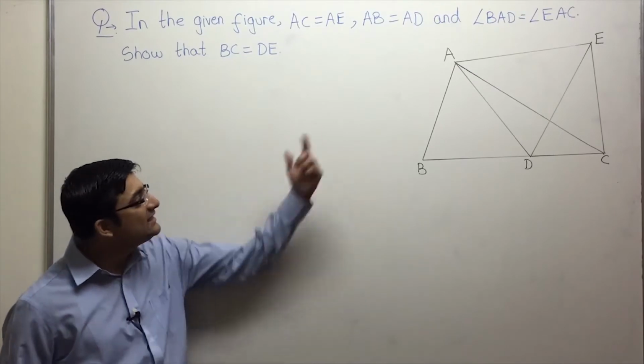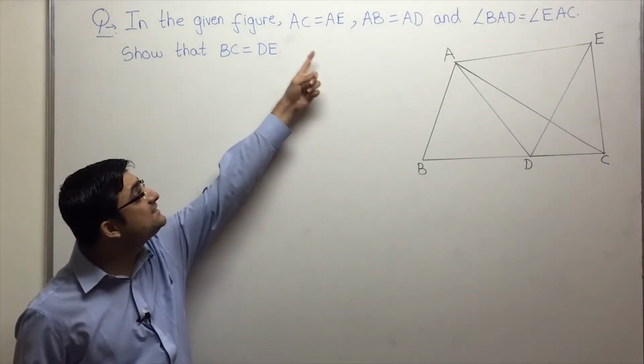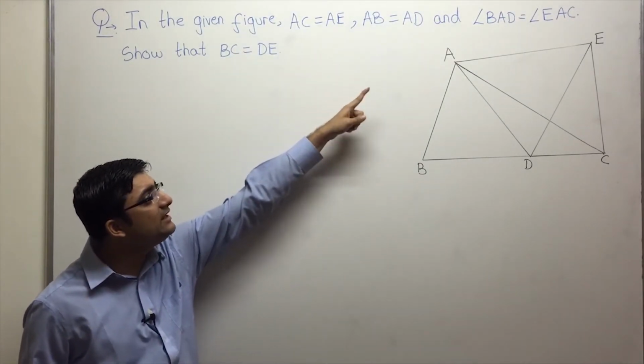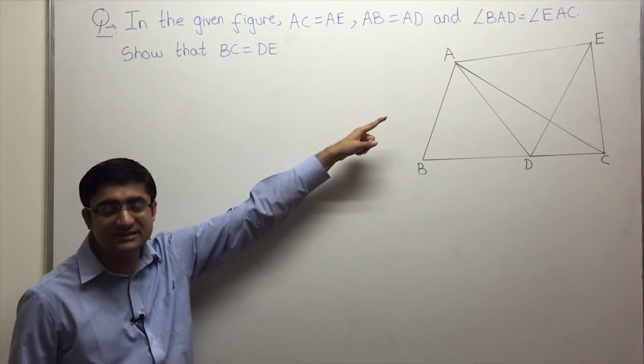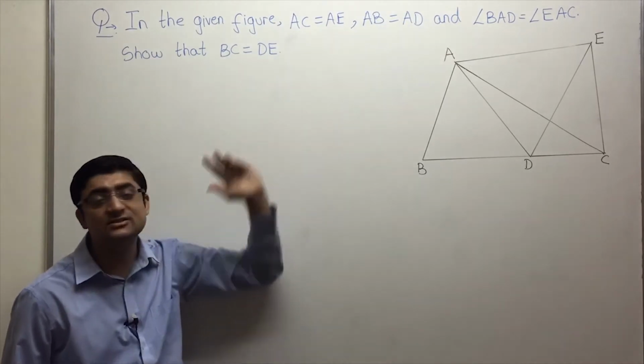So let's read the question. In the given figure over here, AC is equal to AE, AB is equal to AD, and angle BAD is equal to angle EAC. Based on this, we have to show that BC is equal to DE.